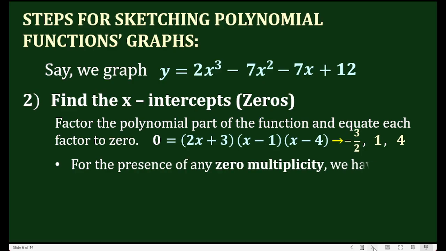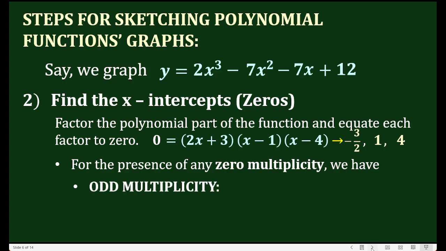Now, for the presence of any zero multiplicity, we need also to consider that. But here, we don't have any zero multiplicity here. So we don't have any concern about this one. But what if there is a zero multiplicity? What will happen to the graph?